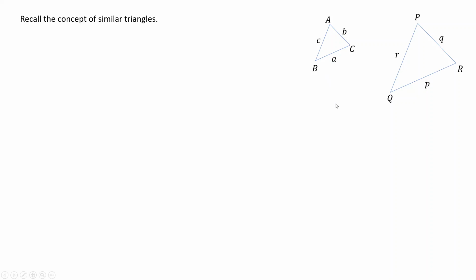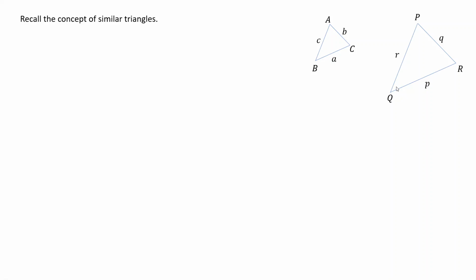This is what must happen. If you pick a certain angle of this triangle, let's say the first one, there must be another angle in the bigger triangle, the other triangle, which must be equal to this one. So it turns out in this case, angle A is exactly equal to angle P. They are both the same. Not only that, angle B is equal to angle Q.